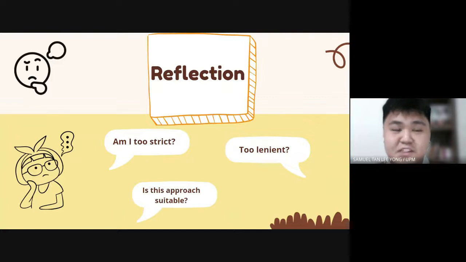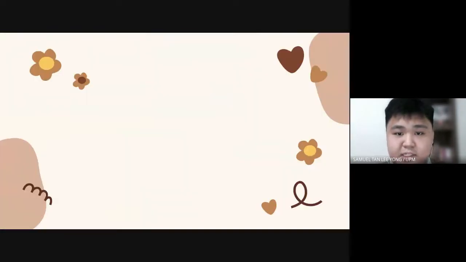And actually, the reflection session after teaching is very, very important as a teacher, because without reflection, you would not know how good or bad you were during the last lesson. So after each lesson, you can ask yourself, am I too strict? Am I too lenient towards the students? Is this approach suitable for my students, or should I change to another approach or method, so that you can further improve your teaching and learning in the ESL classroom.